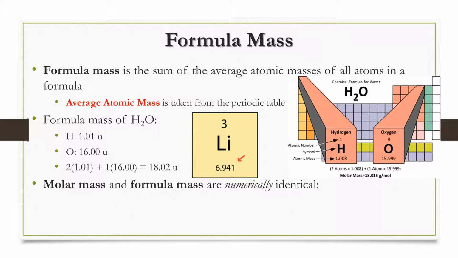Now, we also need to clarify, molar mass and formula mass are going to be numerically identical, and I'm going to be using those pretty much interchangeably, as do most chemistry teachers. So as I just mentioned, the formula mass of water is 18.02 atomic mass units, and we would talk about 1 mole of water being 18.02 grams. You'll notice those numbers are numerically the same. We're going to use those terms practically interchangeably.